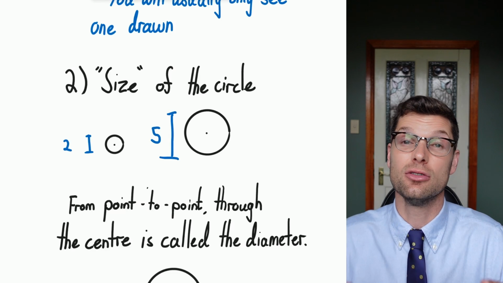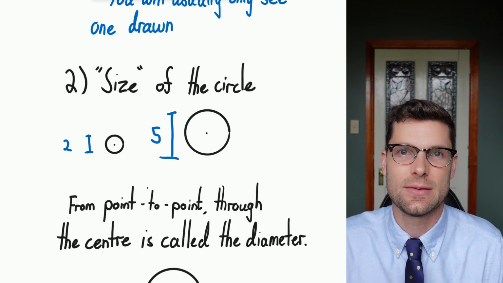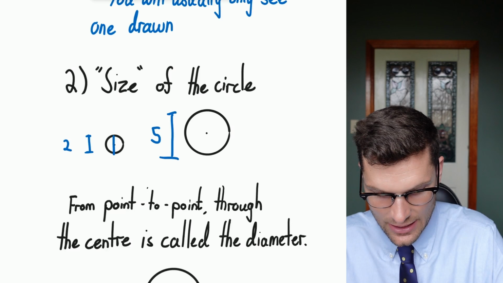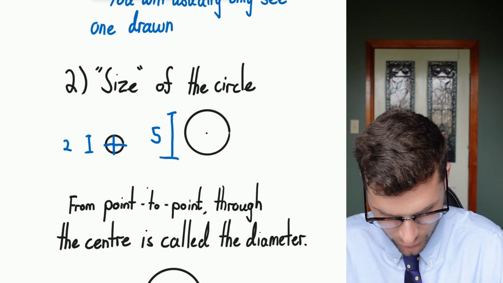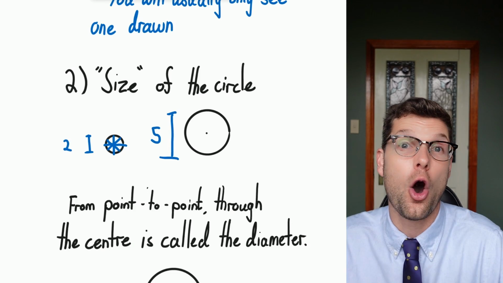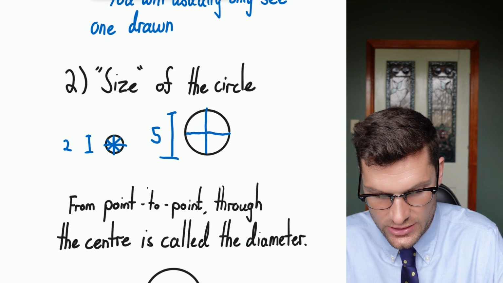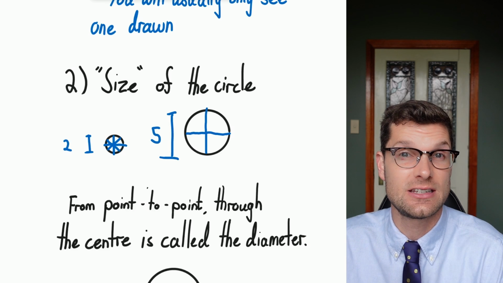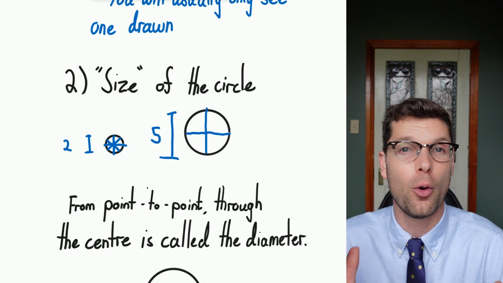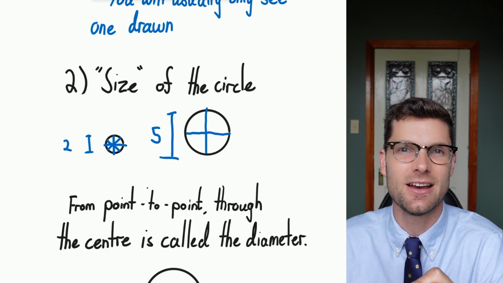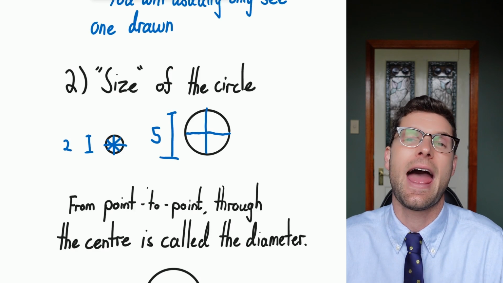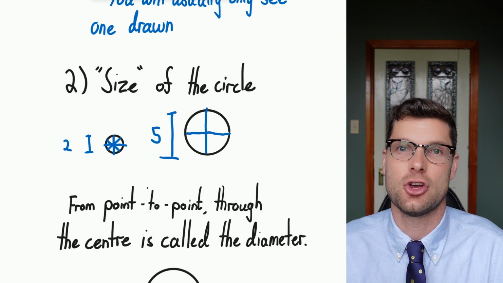But because it's a circle and it's got unlimited axes of symmetry, I could do this exact same distance in the middle. I could do it through here, through here, through here on both of these circles. So this distance from point to point through the center, that's really important. So from point to point through the center is called the diameter. And that's how we define how big a circle is.